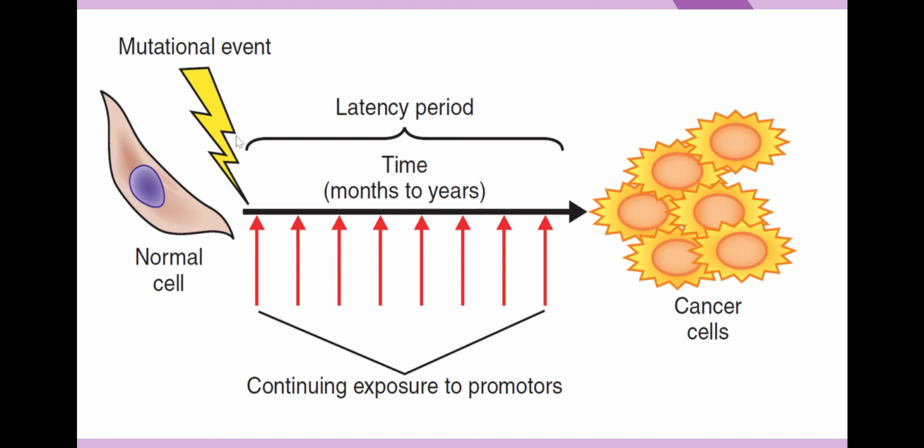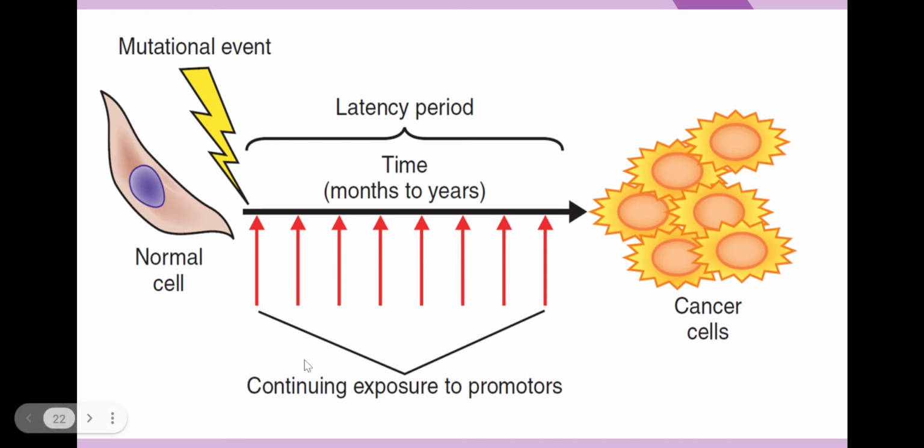Then we have this latency period. It can be months if the exposure is to a very strong carcinogen, like a nuclear explosion, or it could be years when it's a slow process of damage to cells, like for lung cancer. People don't get lung cancer from smoking just one cigarette, or being exposed to secondhand smoke one time. It happens over a period of years.